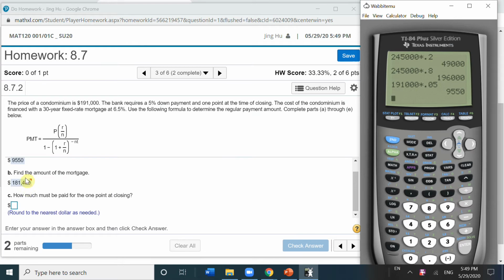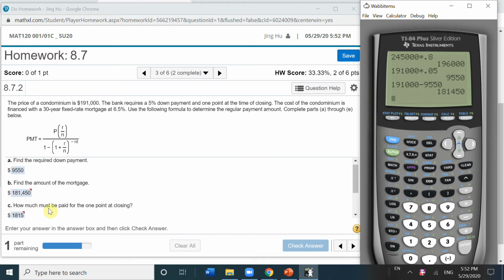Okay, question B, amount of mortgage, total amount times 95%, because 5% is the down payment, or you just take the total amount minus the down payment. Okay, so that's the mortgage amount.